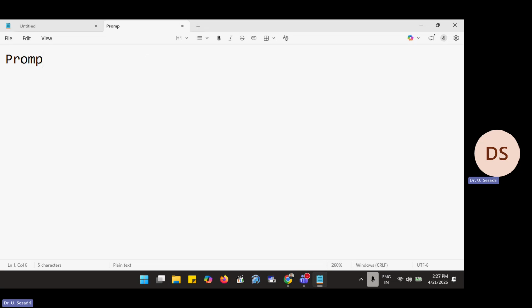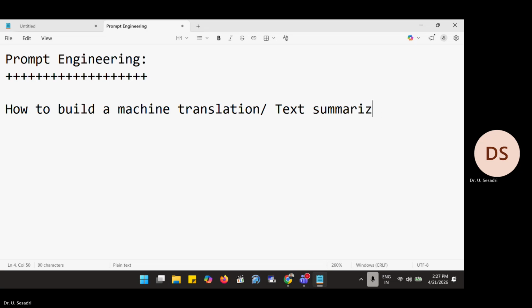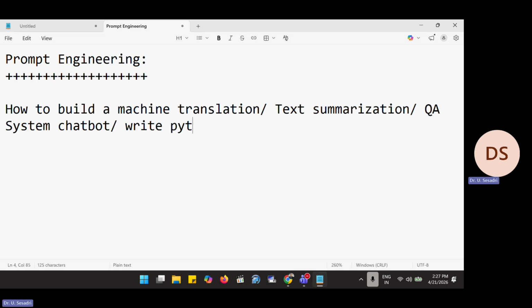In today's session, we're going to explore prompt engineering. Before that, I first have to explore how to build machine translation, text summarization, or a question and answer system using a chatbot, or write Python code or SQL code, etc. How can we do this by using GenAI?